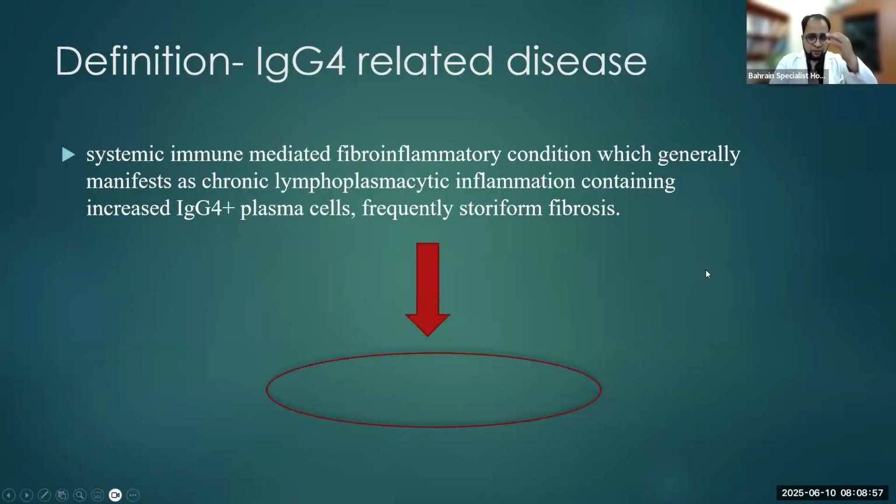So the exact definition of IgG4 disease states that it is a systemic immune-mediated fibroinflammatory condition which manifests with chronic lymphoplasmacytic inflammation, demonstrating increased IgG4 plasma cells and storiform fibrosis. So the criterion here is there should be a mass-forming or tumor-like lesion due to the formation of fibrosis. It is an immune-mediated response, not documented as autoimmune. There is increased proliferation of IgG4 specific antibodies.